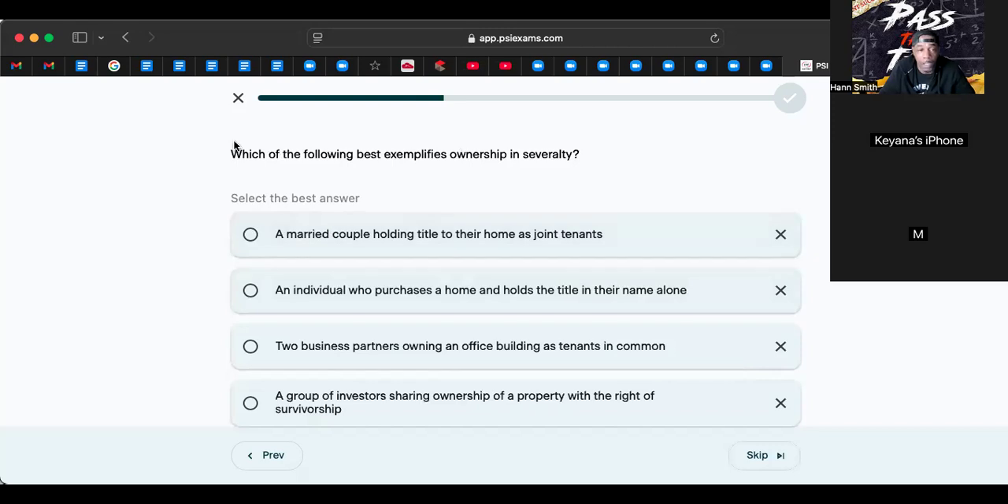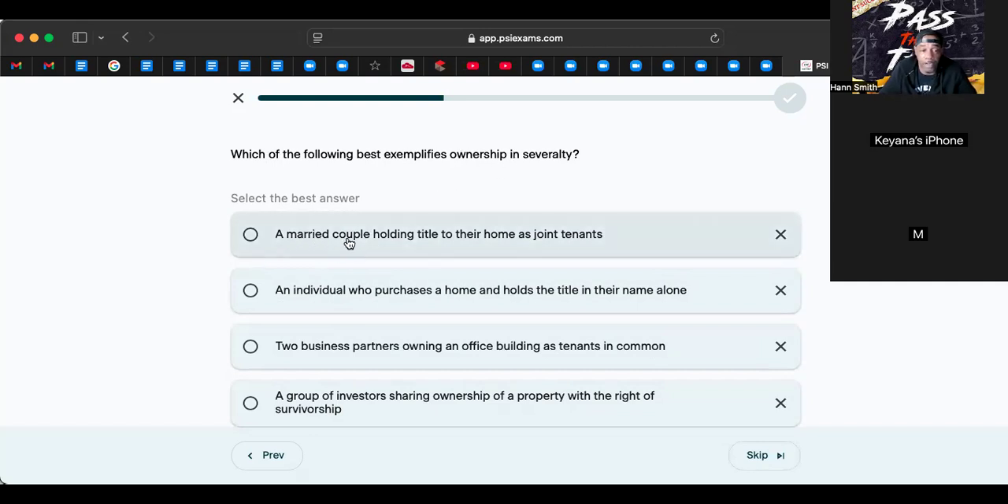All right, here's one that we should be able to figure out. Which of the following best exemplifies ownership in severalty? Is it a married couple holding title to their home as joint tenants? An individual who purchases a home and holds the title in their name alone? Two business partners owning an office building as tenants in common? A group of investors sharing ownership interest of property with the right of survivorship? I'm going to read those again.